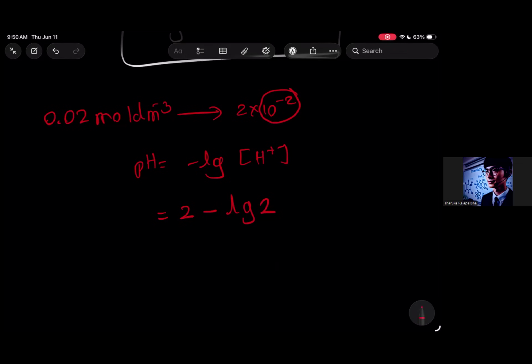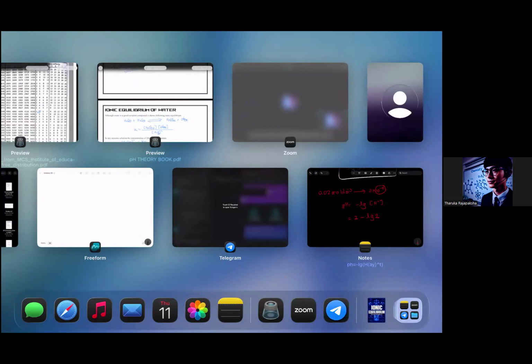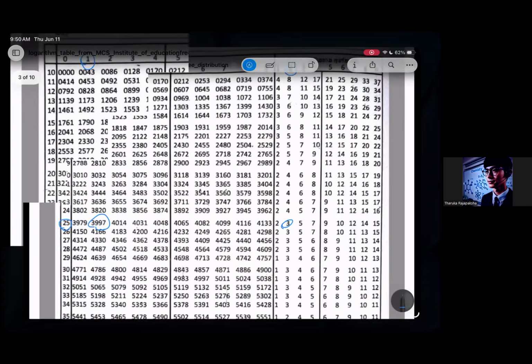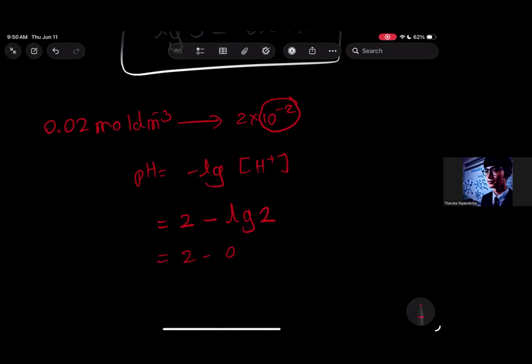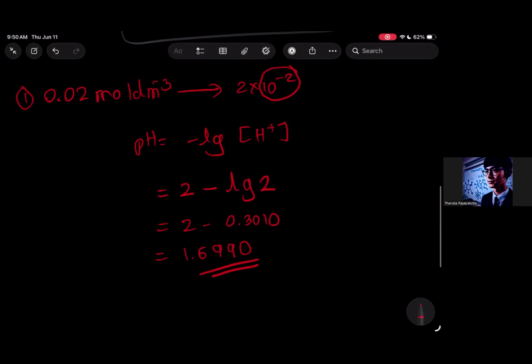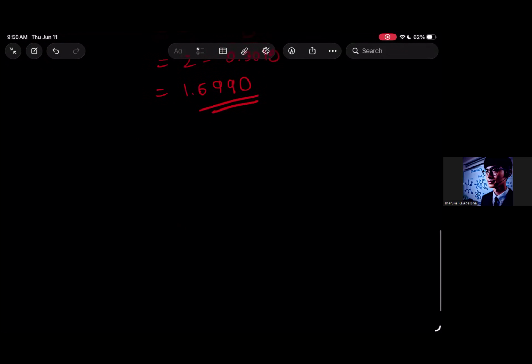So 2 minus log 2, right? What is log 2? 0.3010. If you don't know that, you can use the logarithmic table, right? You can use the log table. So log 2 is, here you go, 0.3010. You can get it using the logbook as well. So we have 2 minus 0.3010, which is going to be equal to 1.6990. That's the answer for this concentration. That's the pH value. So I'll mark this as number 1. So after that, shall we convert 0.025?